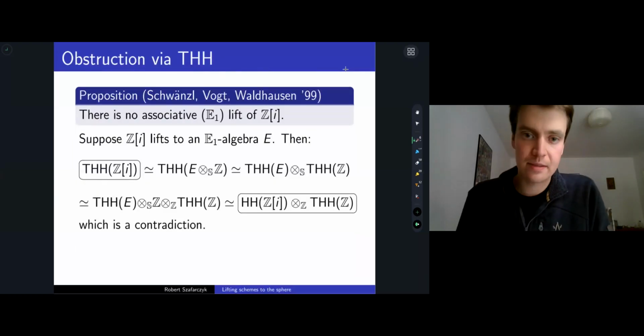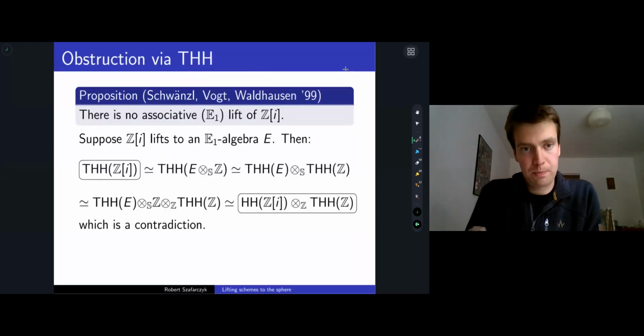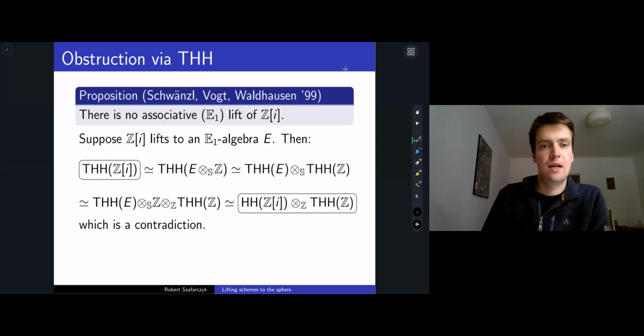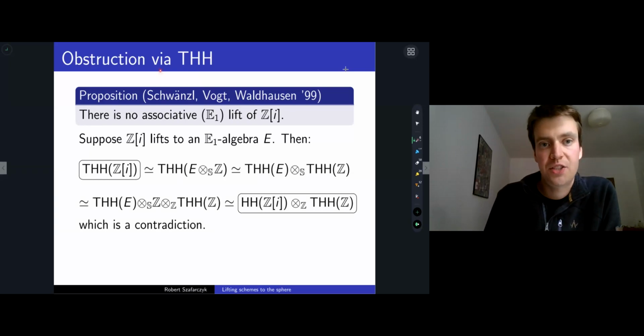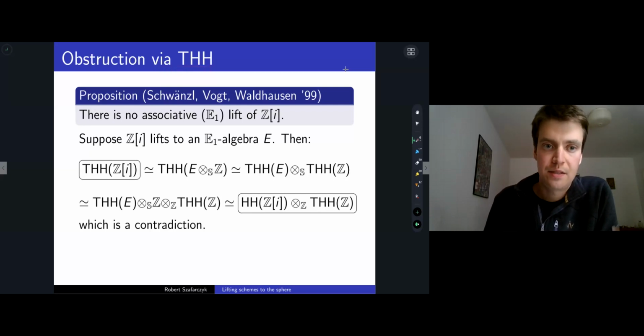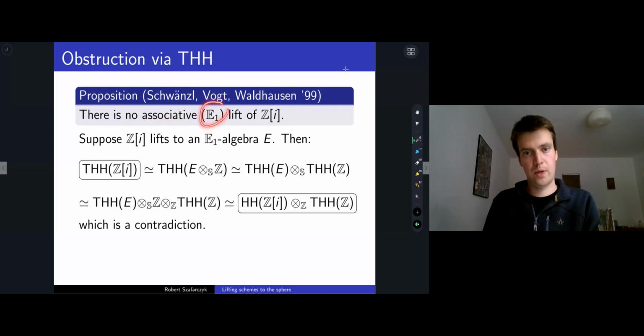Again, the second obstruction for lifts, which exists in the literature, is via THH. There's a result of Schwänzl, Vogt, and Waldhausen that Z adjoin the imaginary unit cannot be fully associative, so E1.